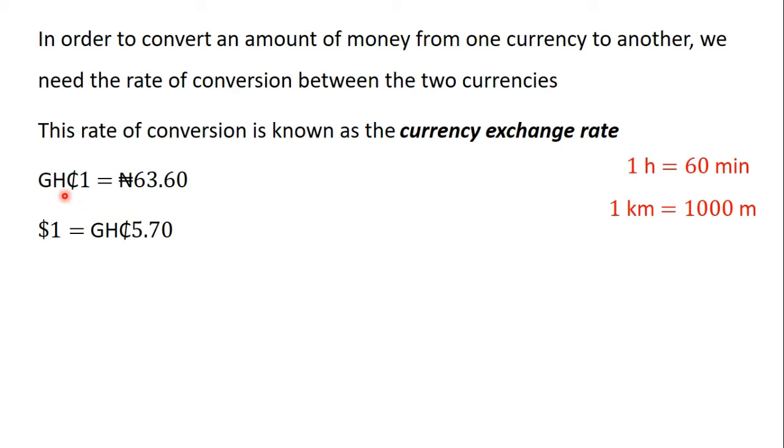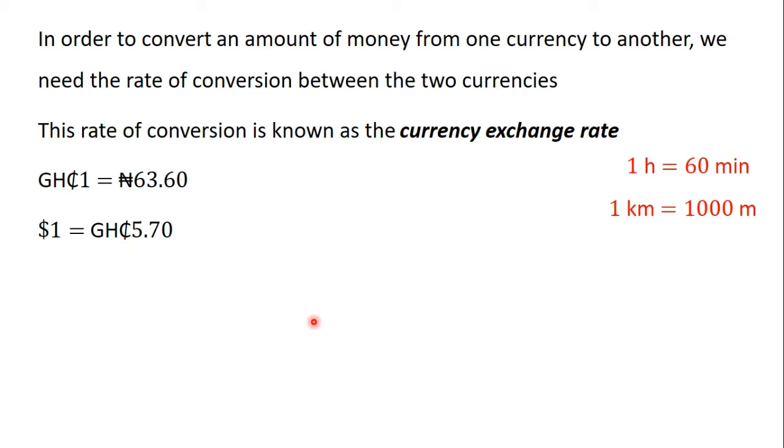So in the first example, we have 1 Ghana cedi is equal to 63.60 naira. What this means is that when we change 1 Ghana cedi into Nigerian naira, we will have 63.60 naira. In the second example, $1 is equal to 5.70 Ghana cedis. What this means is that if we have $1 and we change it to Ghana cedis, we will have 5.70 Ghana cedis.